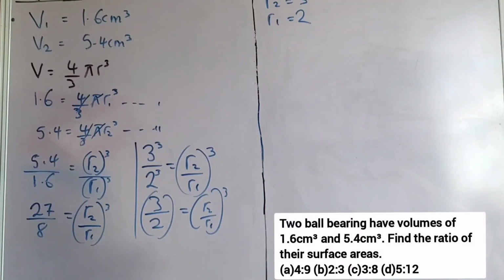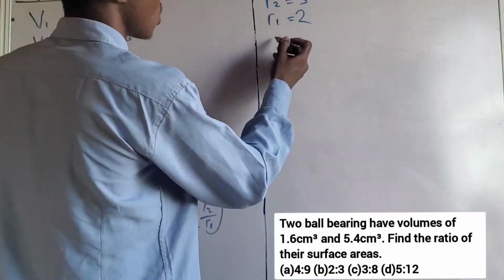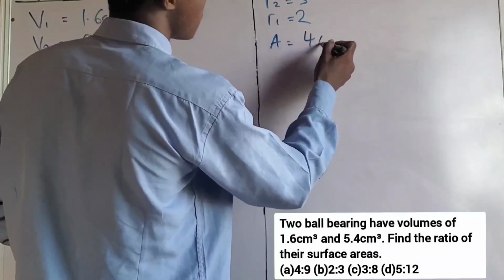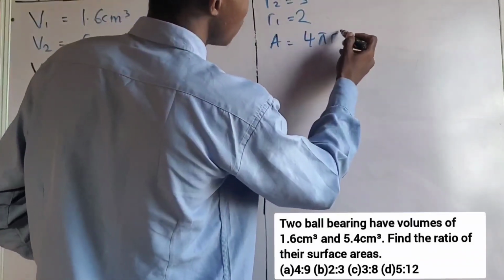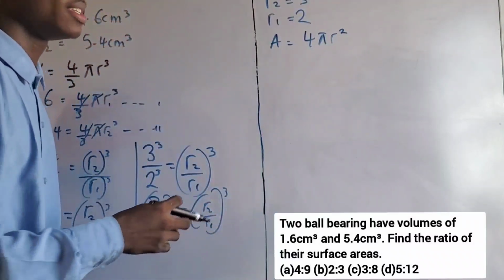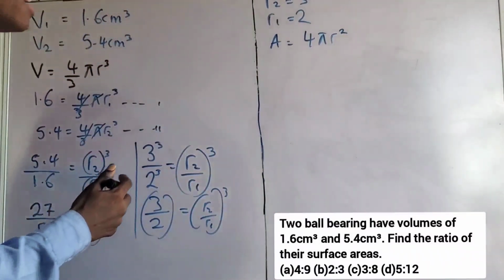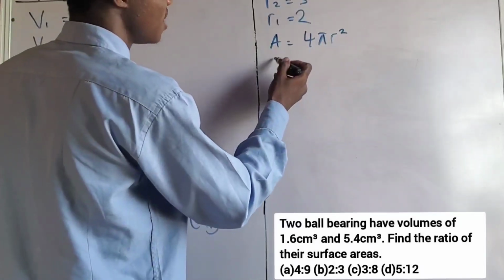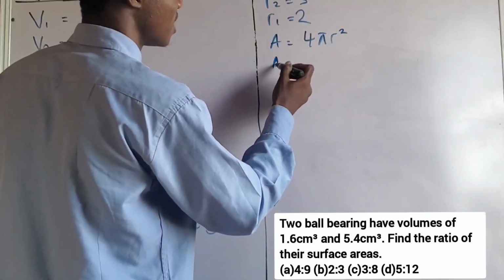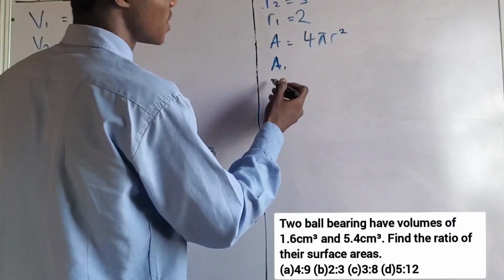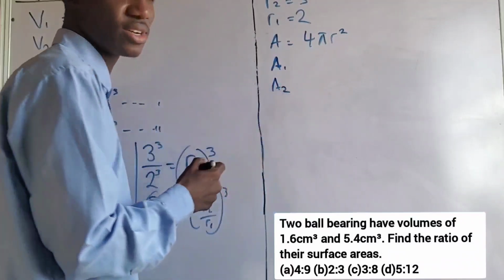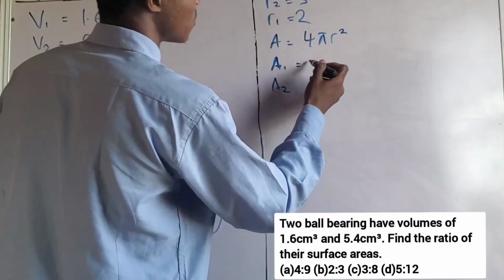Do you understand? Okay, having gotten their radius, we can now determine the ratio of their surface area. Don't forget that the surface area of a sphere is what? 4 pi r squared. Are you getting it? This is the surface area of a sphere. Please pay attention. Let the first surface area be A1, and the second surface area be A2. Is that not it? So A1 is what?